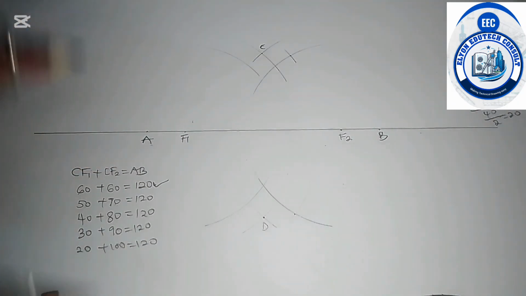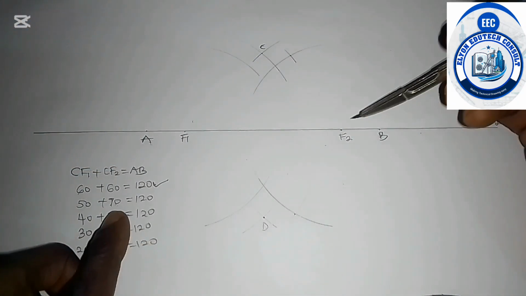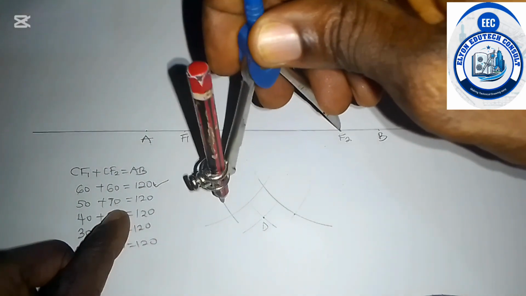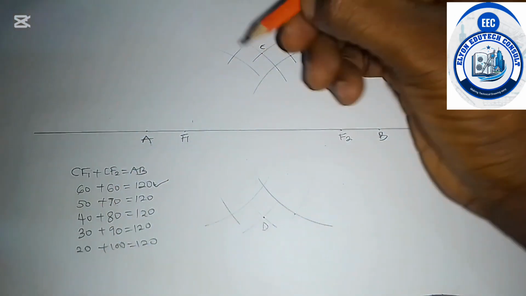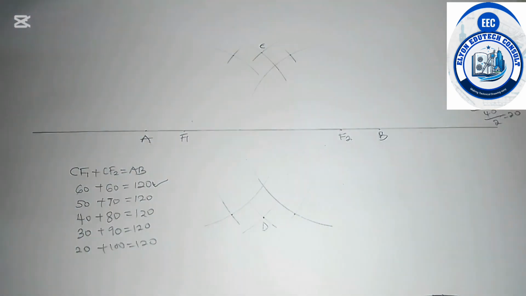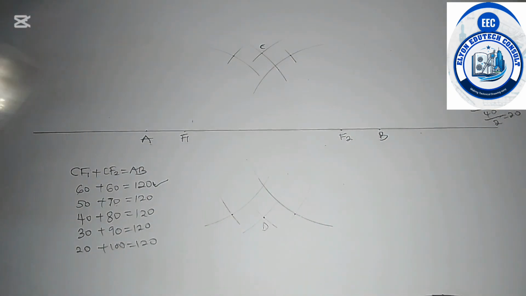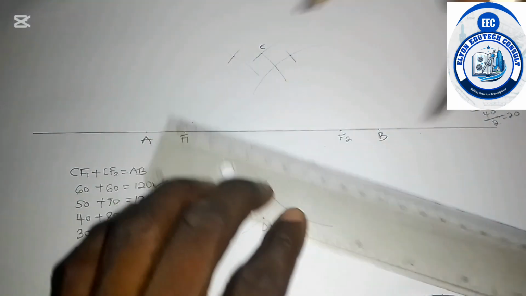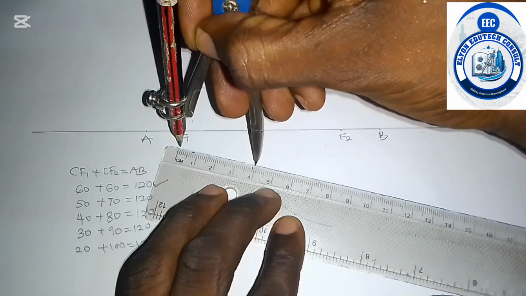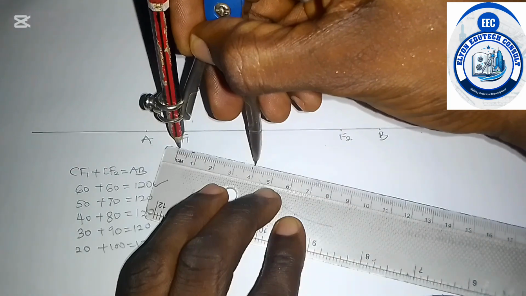Okay, then I'll come to this other side with the same 70. This same 70 is used to intersect for this side and this side. So I will take note of the point of intersection. Okay, so I'll go quickly to the next point, which is 40. Take 40. This is 40.